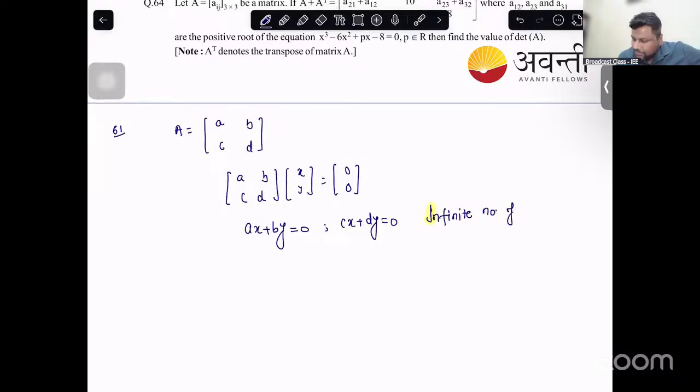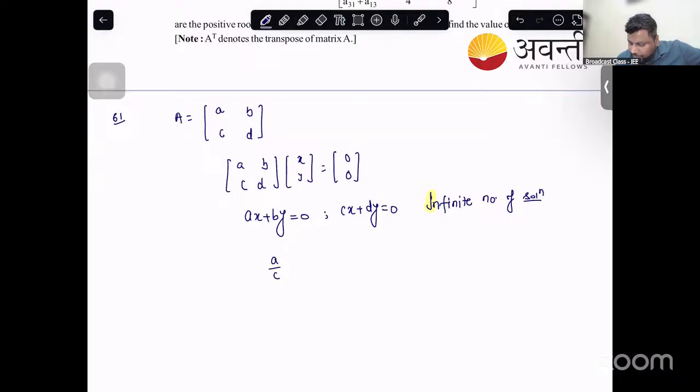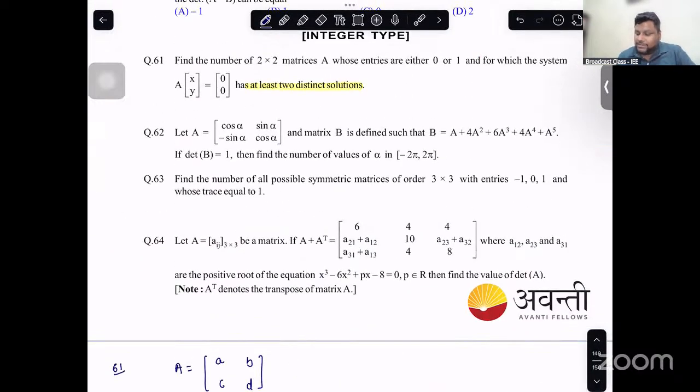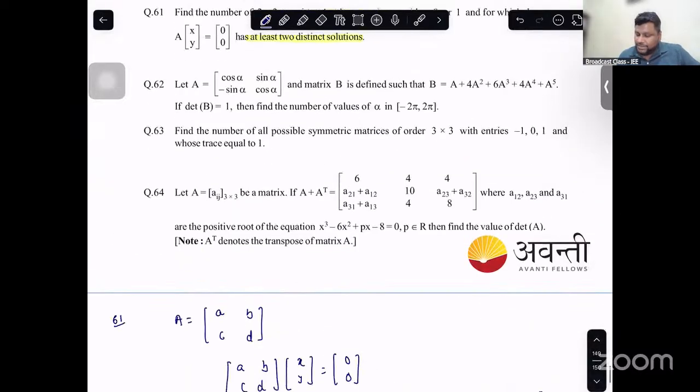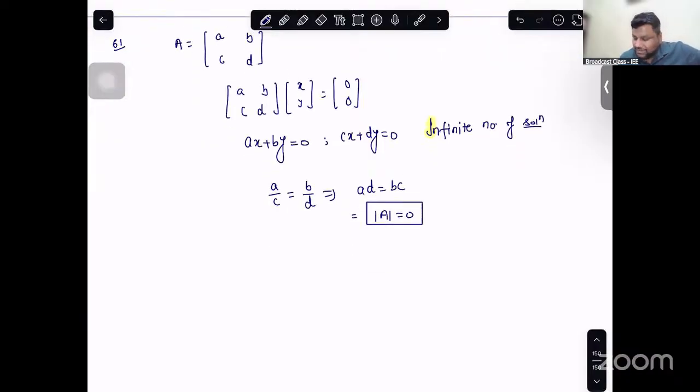Infinite number of solutions. And now for infinite number of solutions, what do they expect you? These two should be overlapping. Means A upon C should be equal to B upon D. That means AD equal to BC. That means determinant of A should be what? 0. Am I correct? Now the question is the number of 2 by 2 matrices made with 0 or 1, so that the system is having infinite number of solutions. Now think of something, determinant. How can you make determinant A 0?